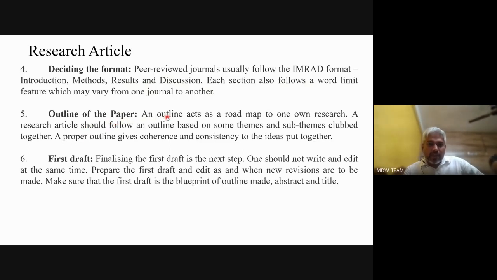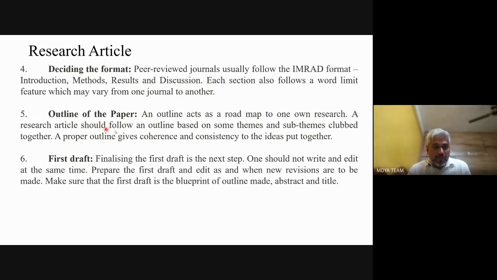Outline of the paper. An outline acts as a roadmap to one's research, right? A research article should follow an outline based on some themes and sub themes clubbed together. A proper outline gives coherence and consistency to the ideas put. Outlines are basically the subheadings which you will give to complete your article, research paper, synopsis, or thesis. This is our outline for our research article, and the detail we give is a paragraph.